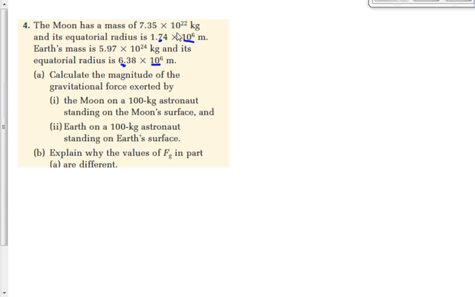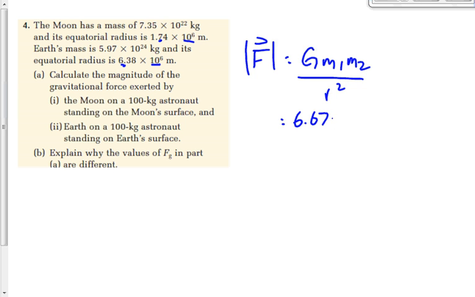But we can use this equation. That's the law of universal gravitation. That's applicable everywhere. It doesn't matter what the value of little g is because we don't need it in here. Now, we do need the value of big G, but we have that. It's the same everywhere in the universe, 6.67 times 10 to the minus 11. Now, mass 1 would be the 100 kilogram student, and mass 2 would be the mass of the moon, which is 7.35 times 10 to the 22 kilograms.